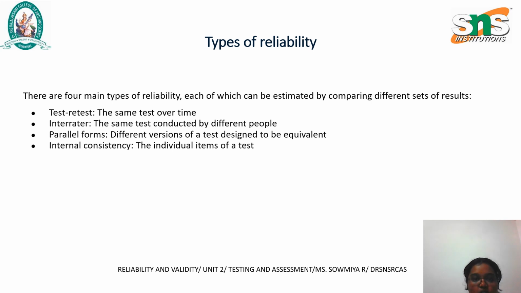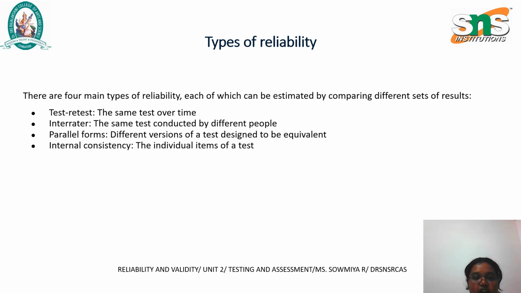The results show a strong correlation between the two sets of scores. The second one is inter-rater reliability, the degree to which different administrators or raters score the test consistently. For example, two psychologists evaluate the same set of behavioral observations and assign scores. The results show a high level of agreement between the two psychologists.